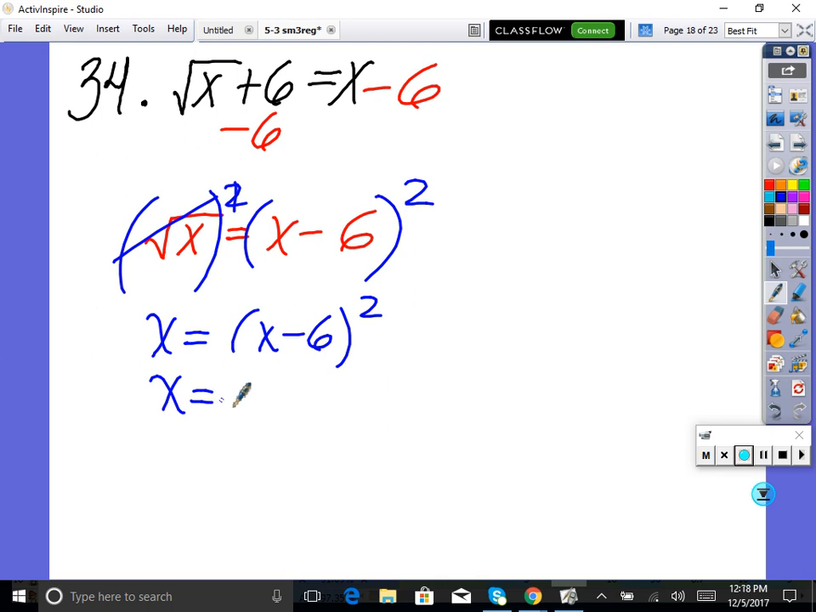So go for it. You guys finish off this one. We've got to set this quadratic equal to 0, put it in standard form, and solve after that. Continue.